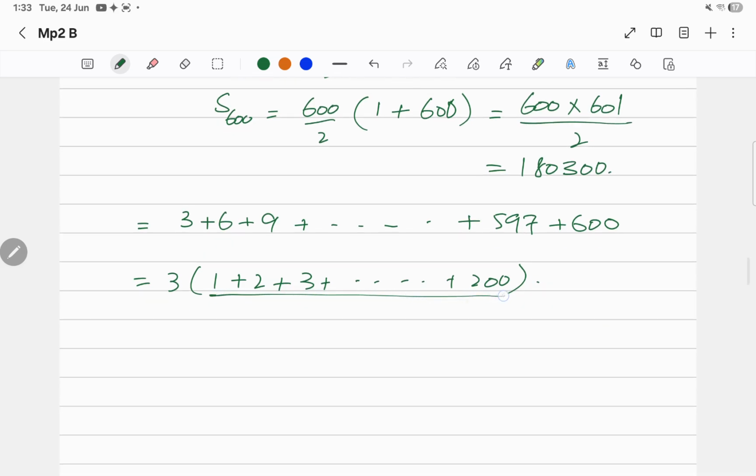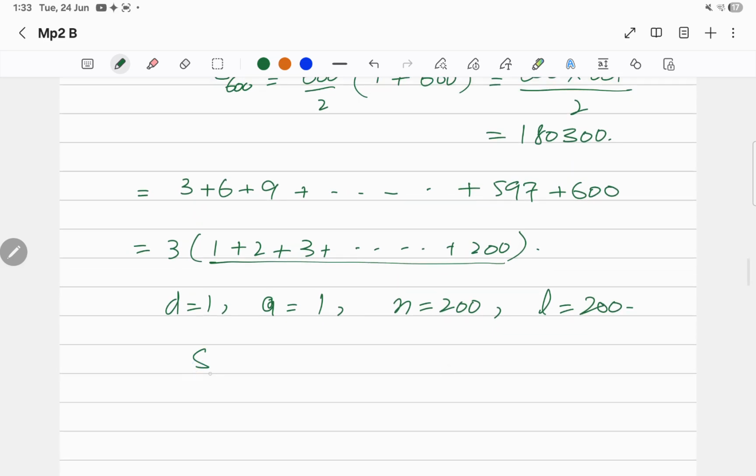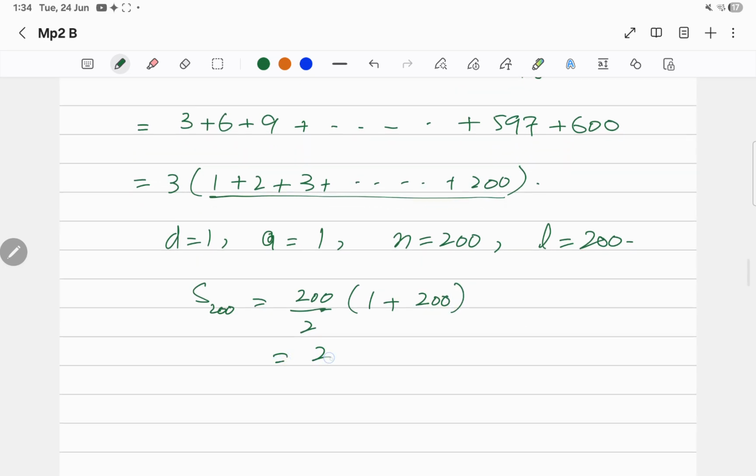Now you can see inside the bracket, it is again an arithmetic series with d is 1, a is 1 as the first term, and n is 200 because these are the 200 terms, and the last term is 200 as well. Now again, if you apply the same formula with n as 200, it will be 200 over 2 times a plus l, so a is 1, l is 200, so 1 plus 200. So it will be 200 times 201 divided by 2.